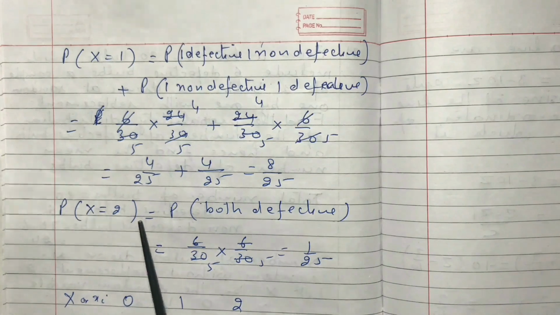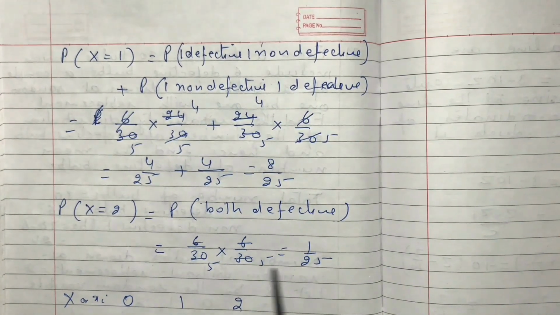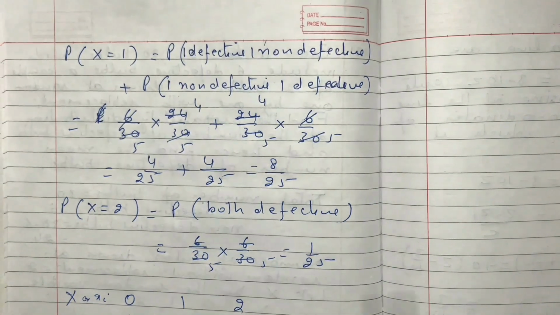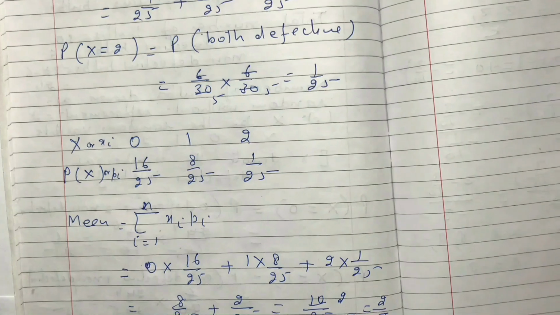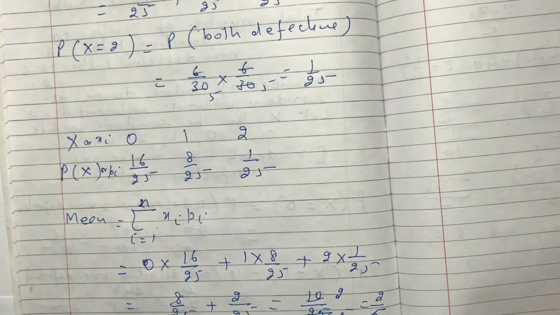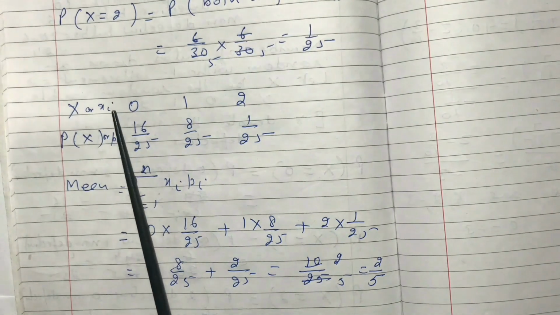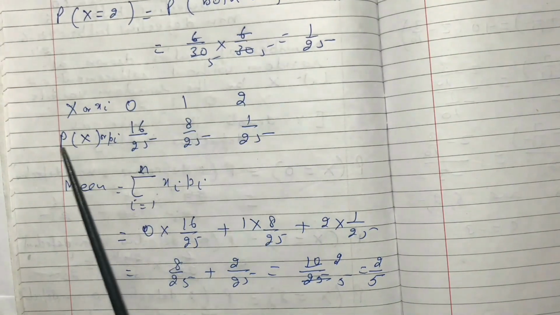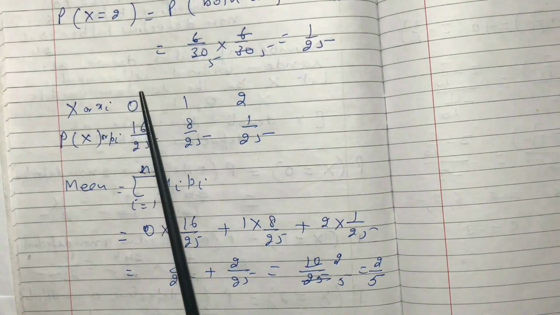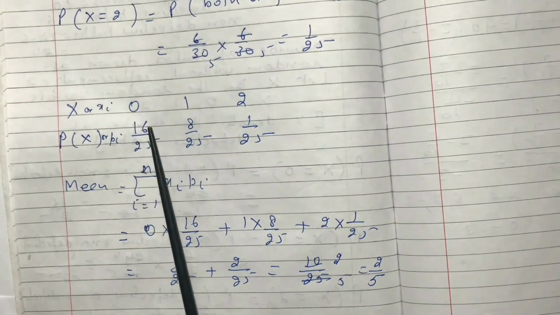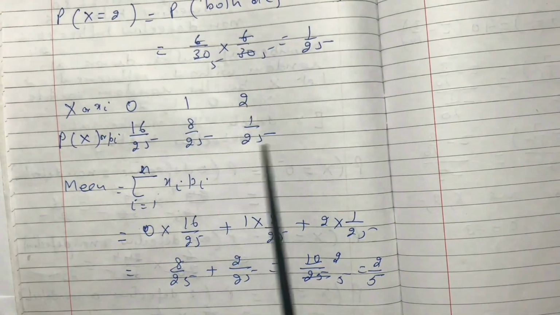Now probability of X is equal to 2. It means both defective. It means 6/30 into 6/30, that is 1/25. So X or xi, that is 0, 1, 2, and P(X), probability of X is 16/25. If there is no defective bulb, then this is the probability. If there is 1 defective bulb, this is the probability. If there are 2 defective bulbs, this is the probability.